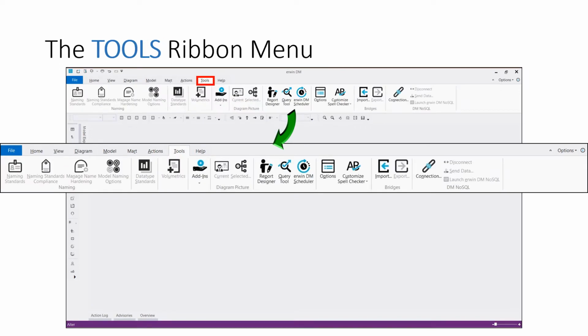The new Tools menu contains most items found on the old Tools menu. All naming standards menu items are no longer split against two different menus. The metadata import-export bridges previously found in the old file menu, the reintroduced query tool, the new scheduler tool, more about that later, and the DM NoSQL integration menu previously found on the old file menu. And of course, the new icons and easier to use format.